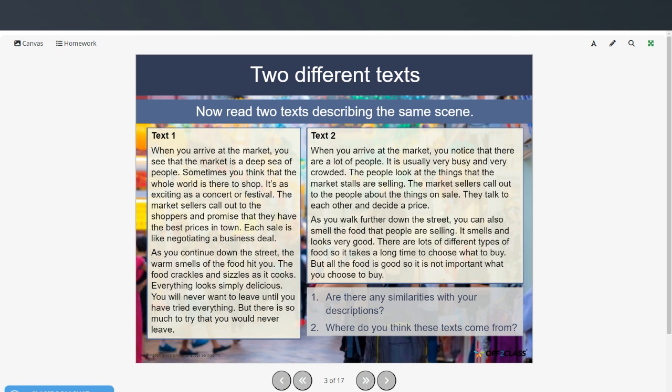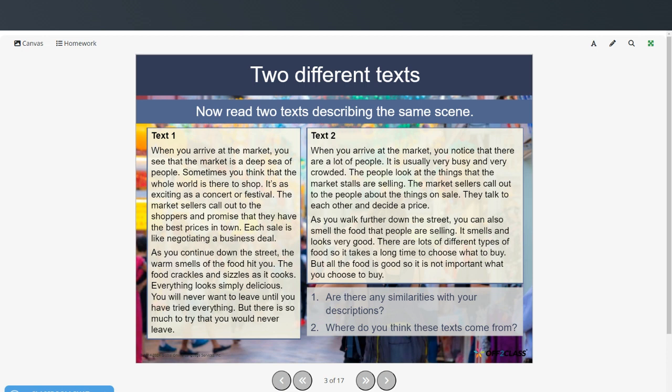When you arrive at the market, you see that the market is a deep sea of people. Sometimes you think that the whole world is there to shop. It's as exciting as a concert or festival. The market sellers call out to the shoppers and promise that they have the best prices in town. Each sale is like negotiating a business deal. As you continue down the street, the warm smells of the food hit you. The food crackles and sizzles as it cooks. Everything looks simply delicious. You will never want to leave until you have tried everything, but there is so much to try that you would never leave.